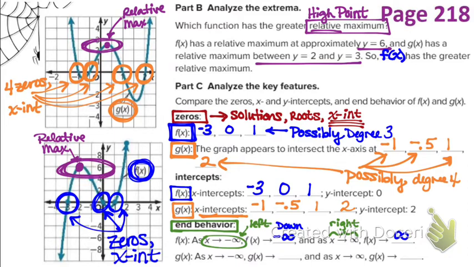What about my graph g of x? What are my ends doing here? They're both going up. So what do I want on both of these lines? Positive infinity on both lines. Beautiful.